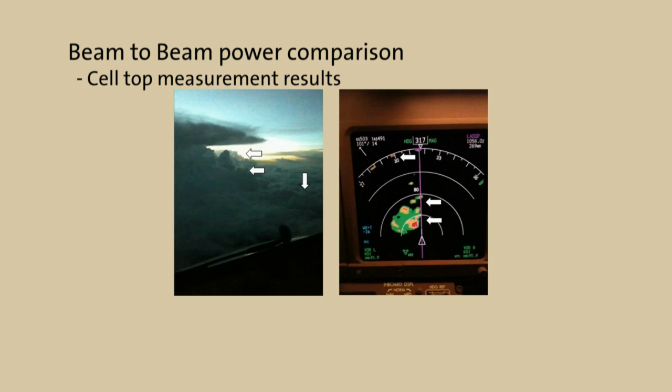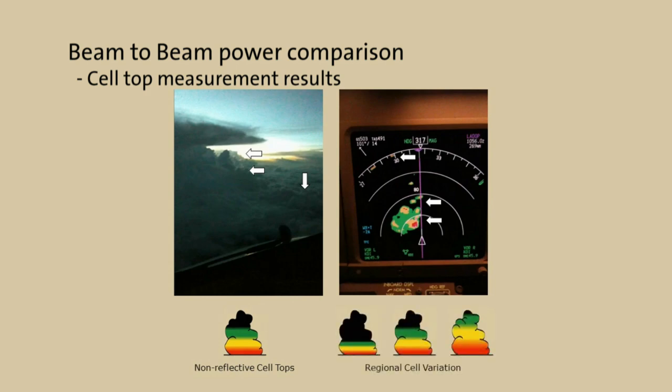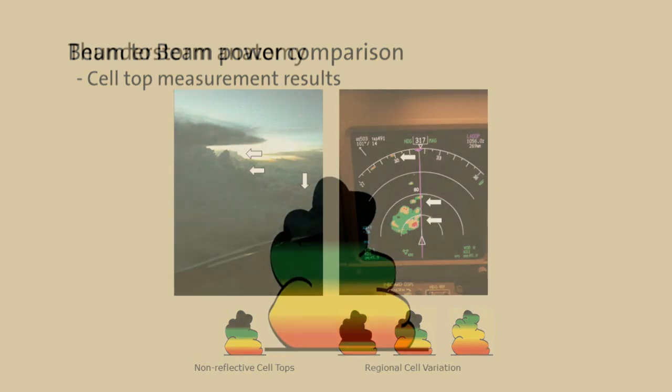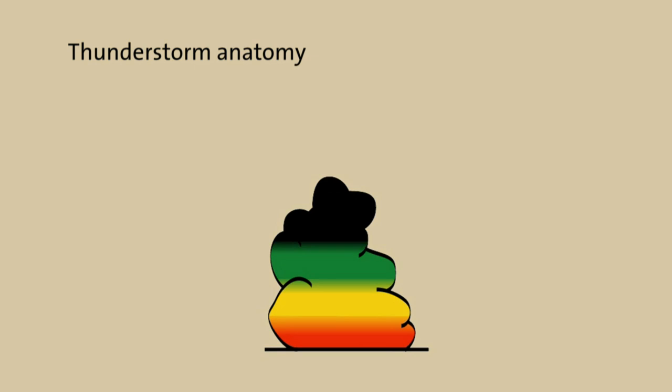In actuality, accurately determining the tops of cells is more difficult than just measuring cell height due to the fact that the tops of most cells are non-reflective and also because of the variable nature of weather around the world. So let's examine some of the weather science that must be considered for accurate cell top measurement. First, let's look at the composition of a typical thunderstorm. Thunderstorms can be described in two ways: what you can see with your eyes, what is visible, and what the radar can see, what is reflective. The tops of thunderstorms are composed primarily of ice crystals and are poor reflectors of radar energy.